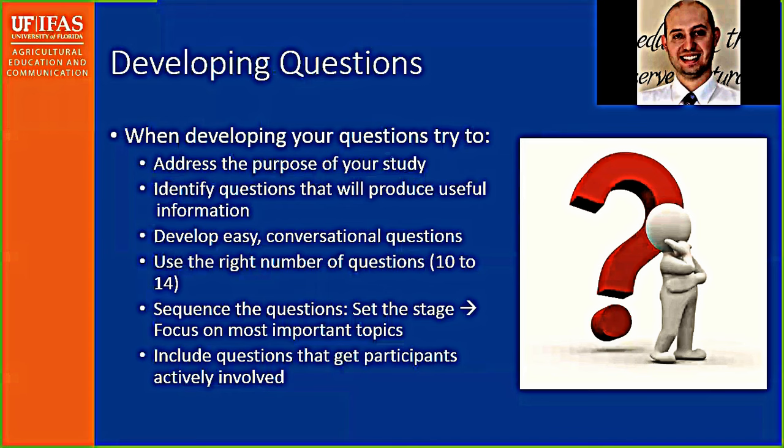Aim for the right number of questions. This really means not too many or not too few. And what does that exactly mean? Usually a set of 10 to 14 questions is appropriate for a 2 to 4 hour focus group. Obviously, if your focus group is less than 2 to 4 hours, you want to trim down those questions, but use that as kind of a frame of reference when putting together your list of questions for your own focus group.